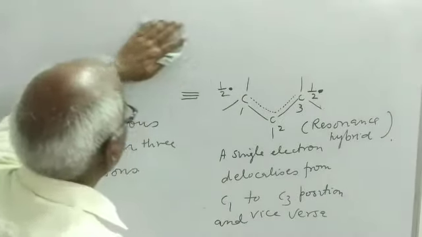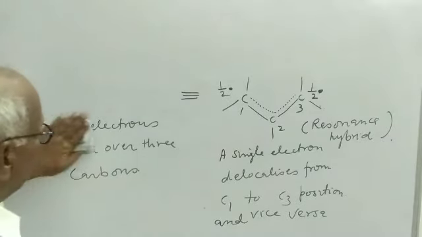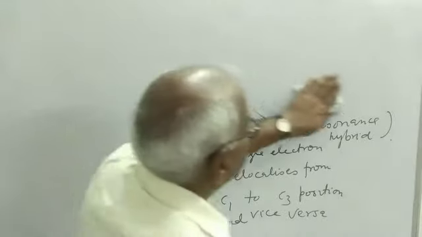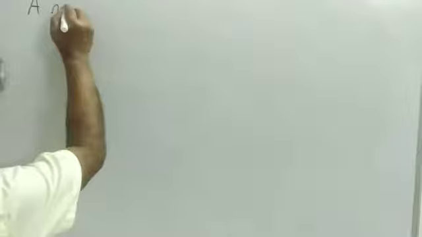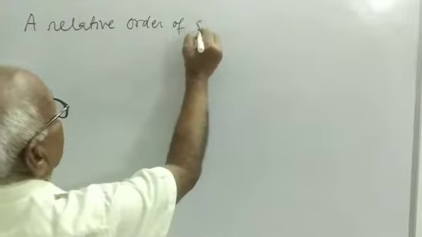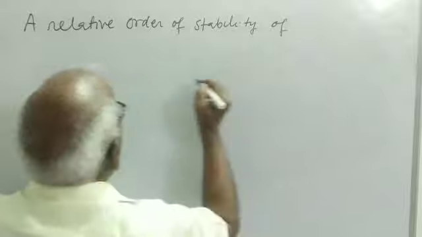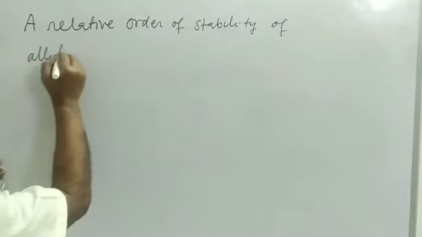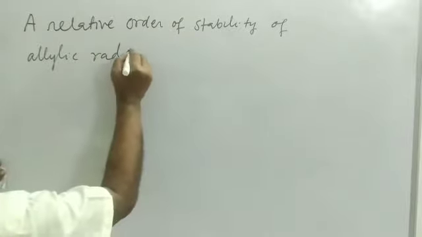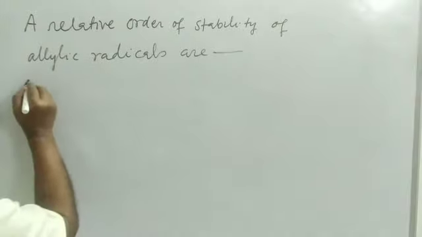The other example is different degrees of allylic free radicals. The relative order of stability of allylic radicals: 3 degree is more stable.